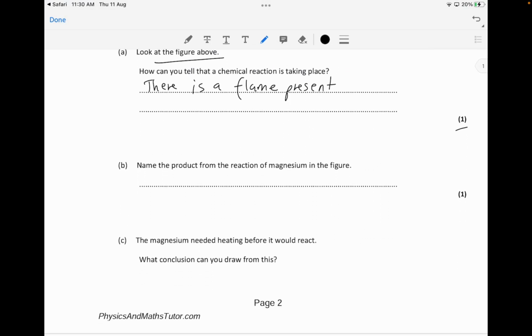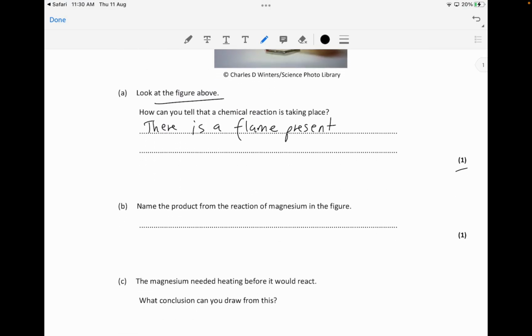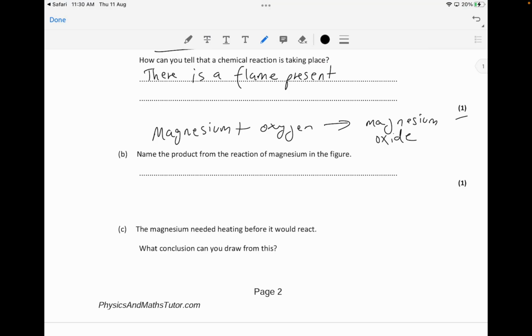Now, the next one is that you have to name the product from the reaction of magnesium in the figure. The product of magnesium reacting with air, that is oxygen. So you can say that magnesium reacts with oxygen, and that's going to give us magnesium oxide. When a metal reacts with oxygen, it becomes a metal oxide. So you're going to say that it becomes magnesium oxide. That's going to be your answer for 1 mark. Alright, let's move on to the next question.